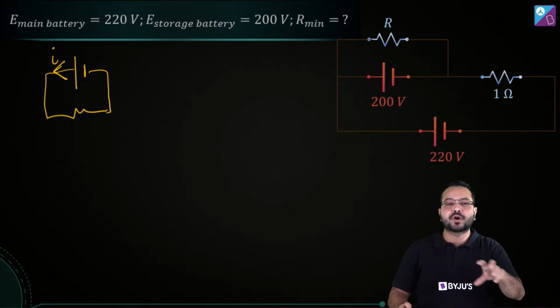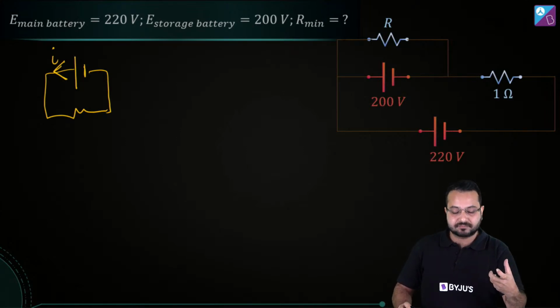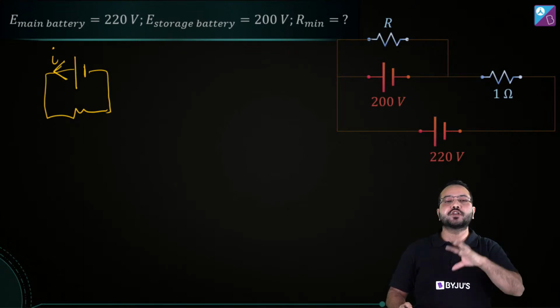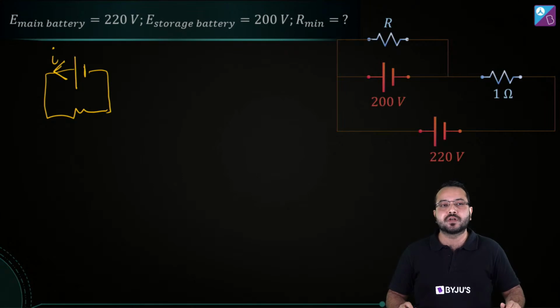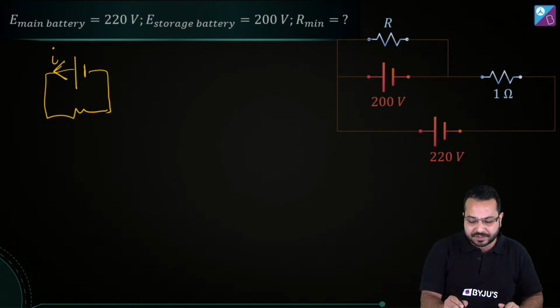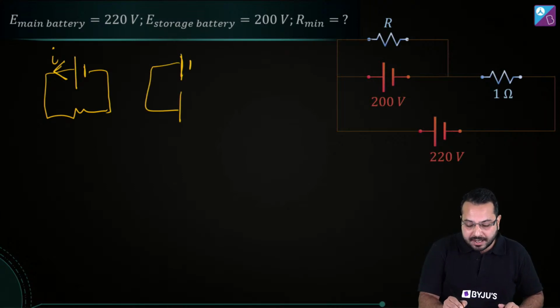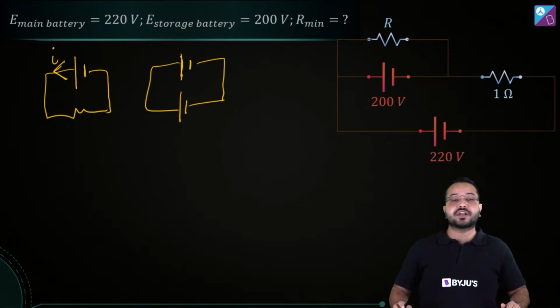Now when the battery is working in this way, it is supplying the current. This is the usual way in which a battery works. But if we have to charge a battery, then what do we need to do? We need to take this battery and we need to apply a higher EMF source.